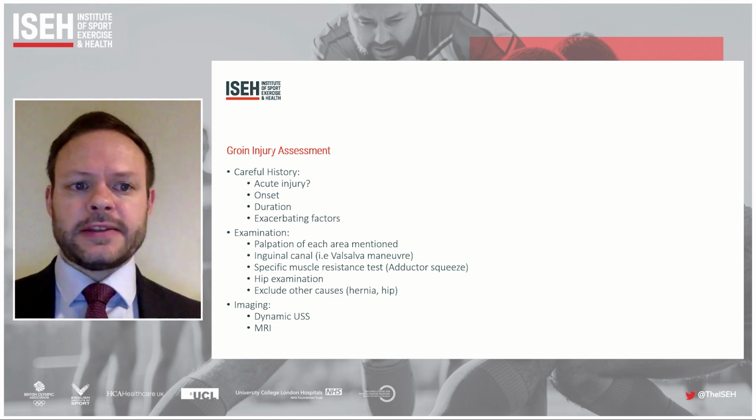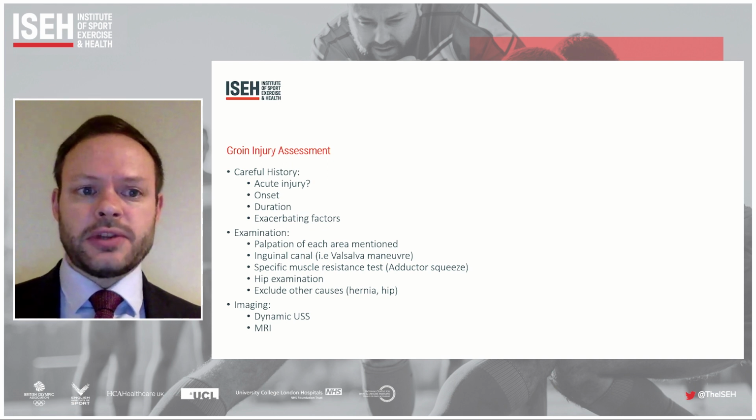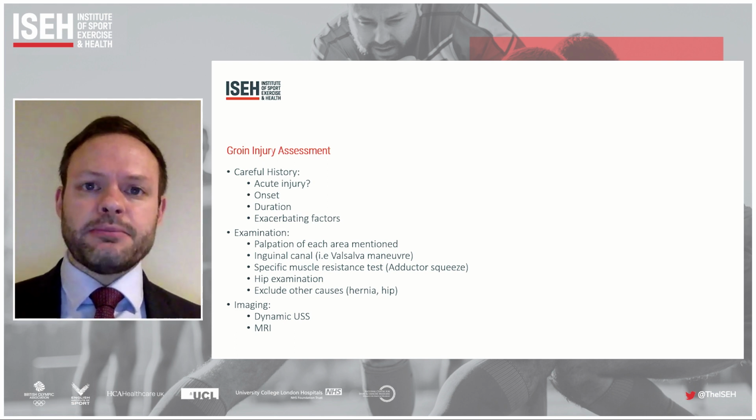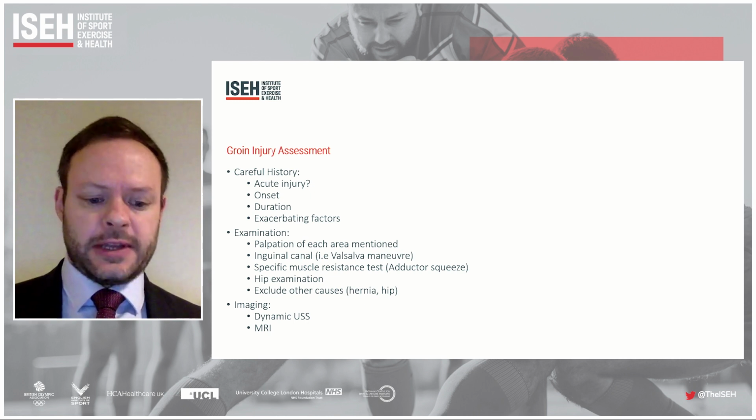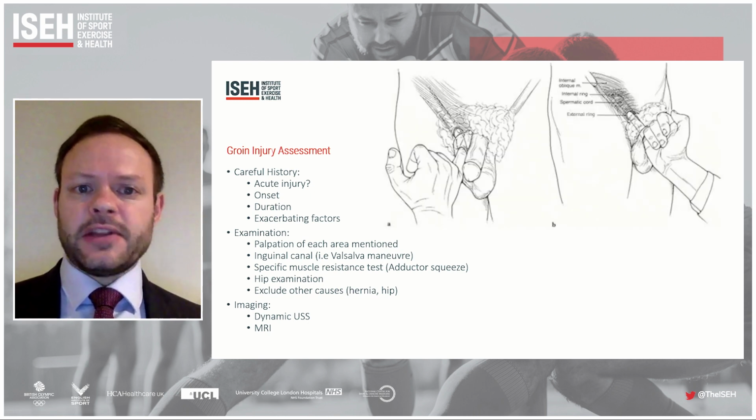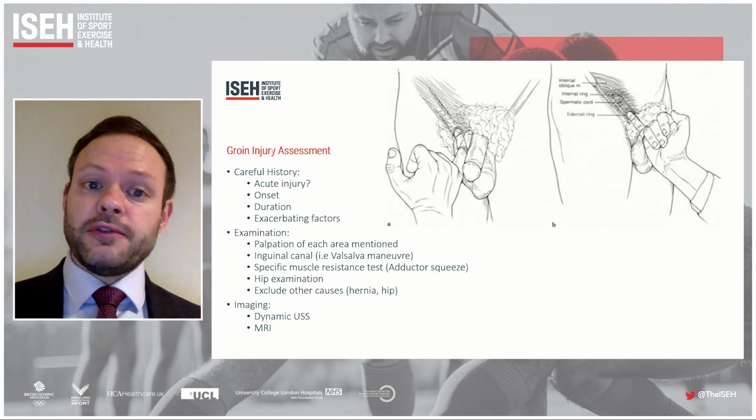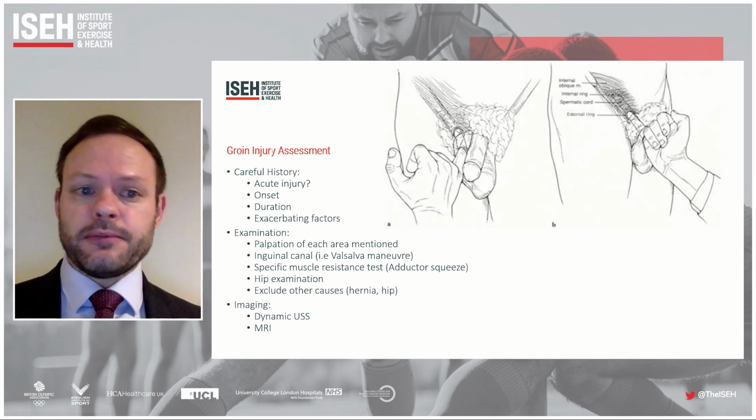So moving on from that, the assessment is, as always with all musculoskeletal injuries, we need a careful history, we need examination of the exact area and the anatomy, and then potentially imaging with dynamic ultrasound and MRI scan. It's essential to be able to examine for a hernia in the inguinal canal region, as if you find this, then it's a very different problem and we need to involve general surgeons straight away.